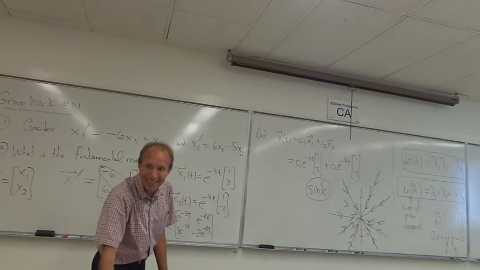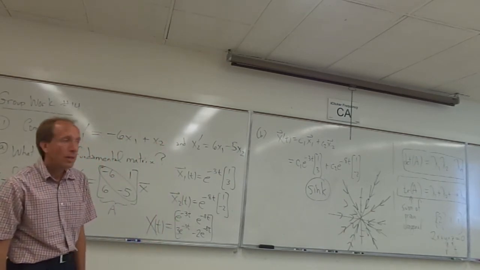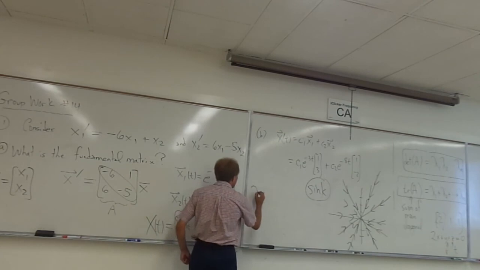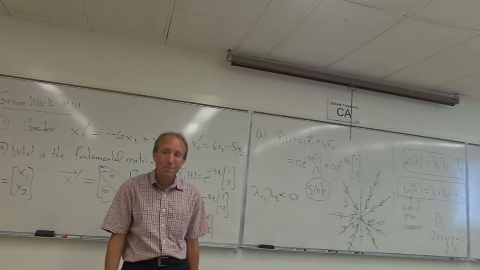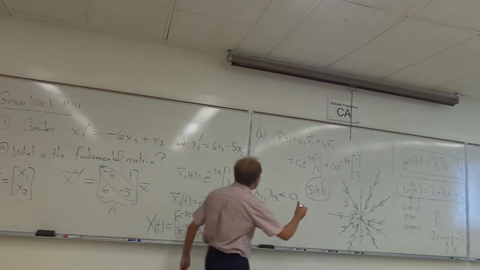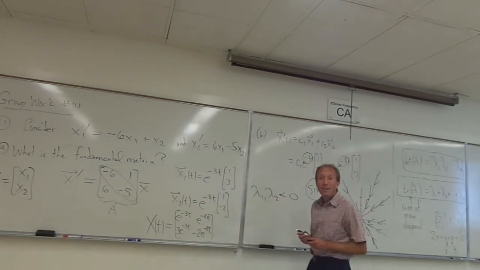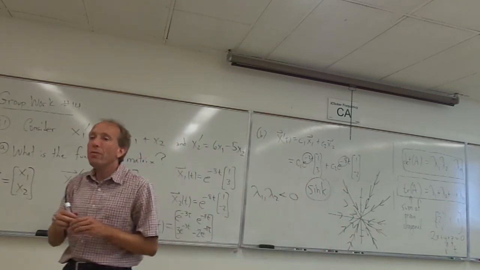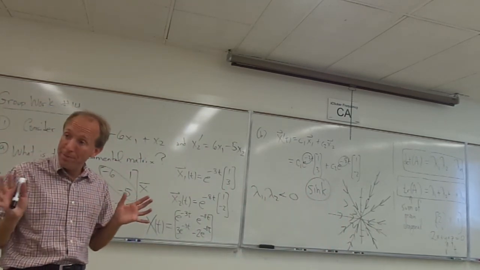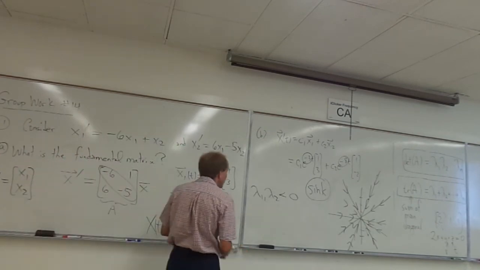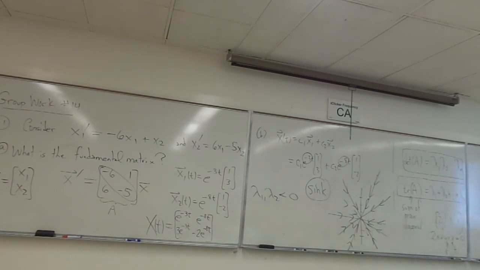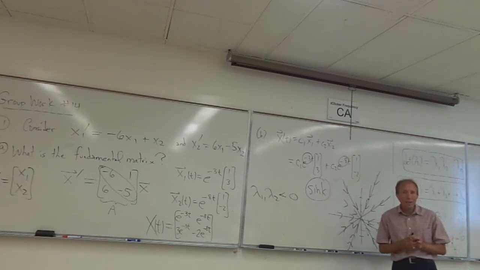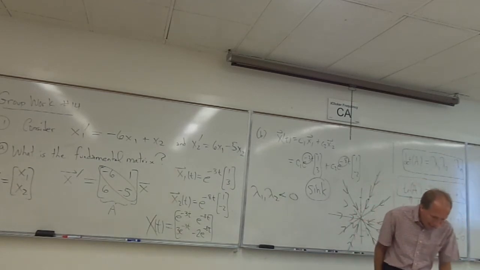Yeah, go ahead. How do you know again if you have a sink or a source? What do you look at? You look at the lambdas. If both lambdas are negative, then it's a sink. In this case, I erased the lambdas already, but they were negative 3 and negative 8. So they're both negative, so it's a sink. If they were both positive, then we would have a source. And if one was positive and one was negative, then we would have a saddle. Thank you. Make sense? Okay. Anything else about that?